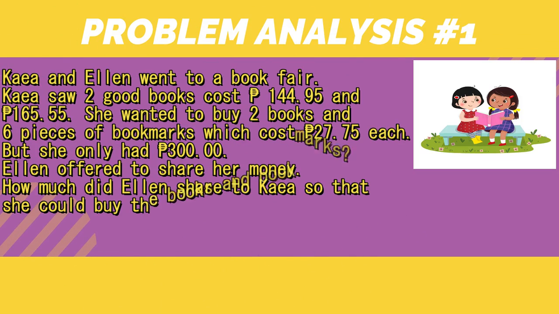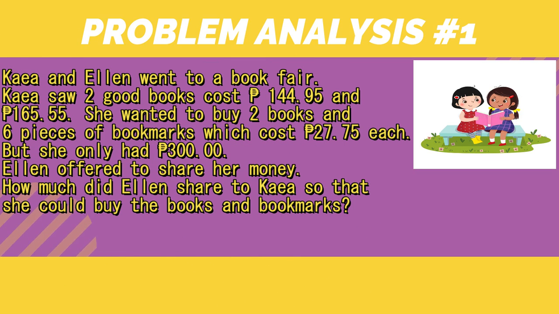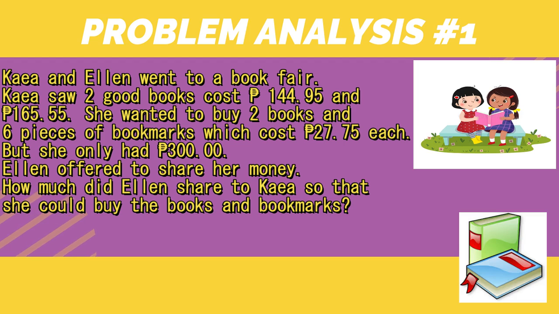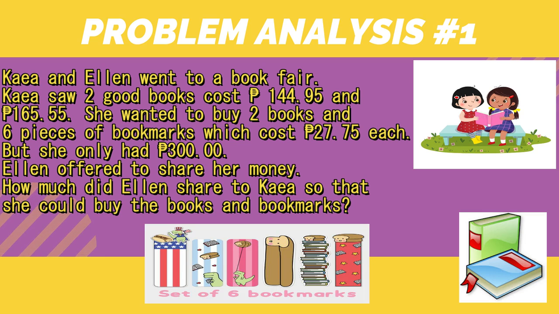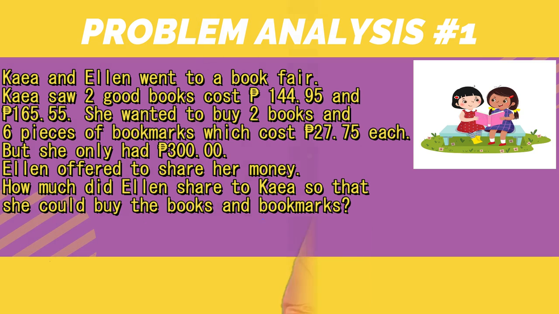Kaya and Ellen went to a book fair. Kaya saw two good books that cost 145 pesos and 95 centavos and 165 pesos and 55 centavos. She wanted to buy two books and 6 pieces of bookmarks which cost 27 pesos and 75 centavos each, but she only had 300 pesos. Ellen offered to share her money. How much did Ellen share to Kaya so that she could buy the books and bookmarks?